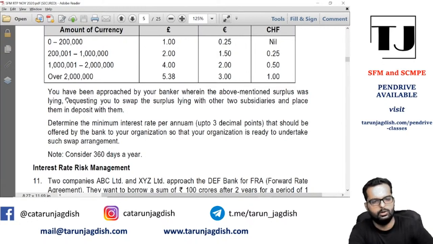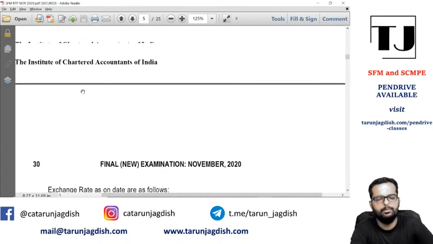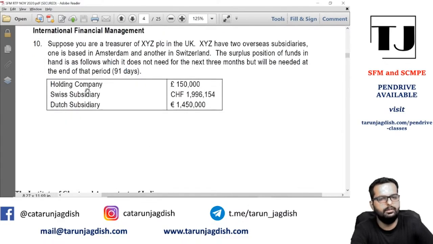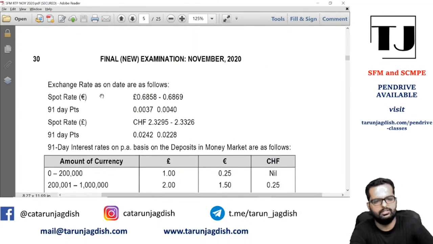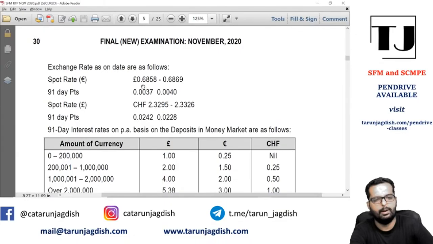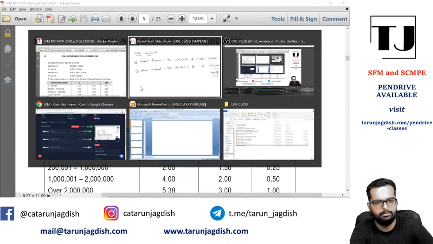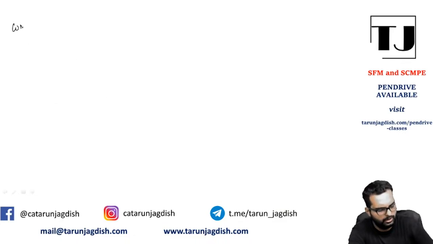Alright friends, now let's do it together. So friends, here basically they are having three branches: a holding company, a subsidiary in Switzerland, and one in the Netherlands. They have given the balances in each of the periods. Now they have given the exchange rate and the 91-day swap point. So let's find out the forward rate based on this. That's the first thing that we can do.